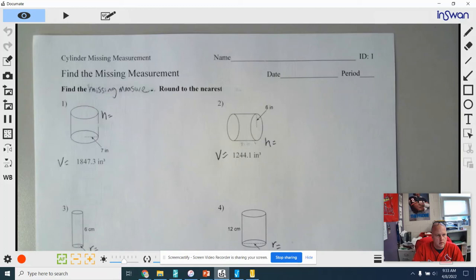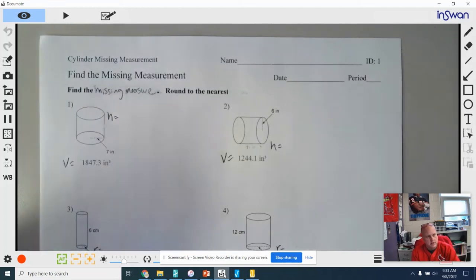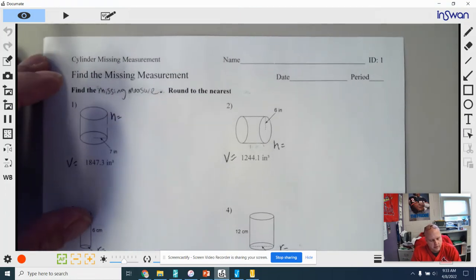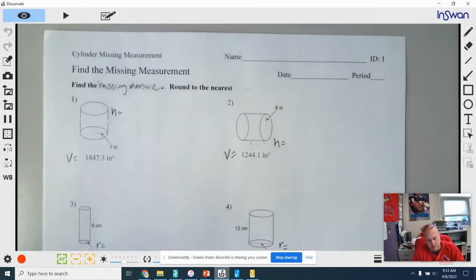Okay, for today's lesson, you're going to need this sheet that says cylinder missing measure. So we've already learned a lot about different formulas for cylinders, pyramids, cones, and even spheres. And now today we're going to take it a little bit further where we know what the volume is, but we want to find these different missing measurements.